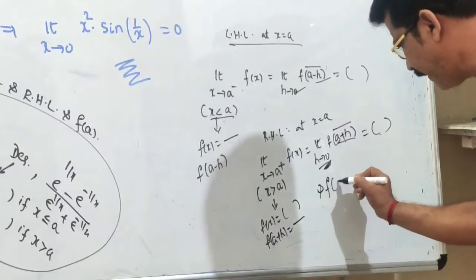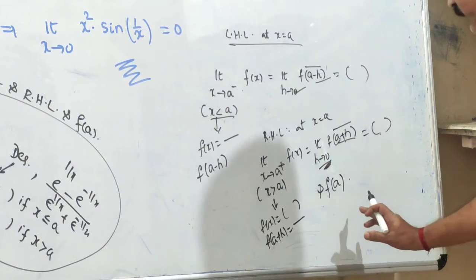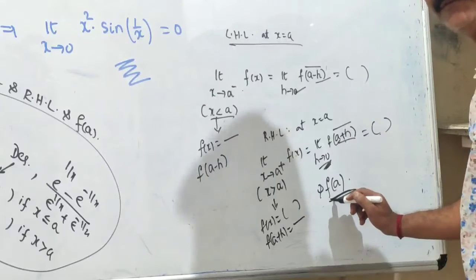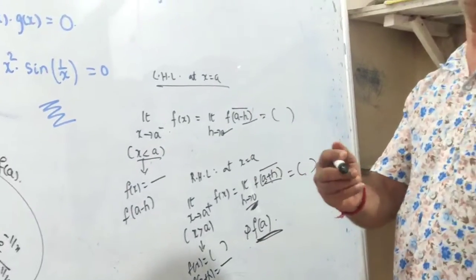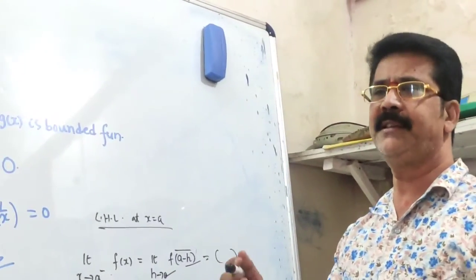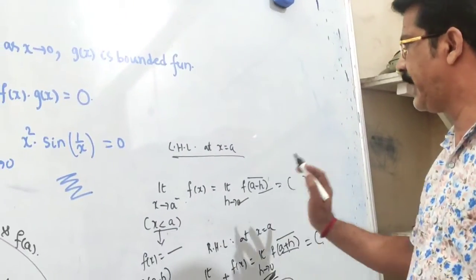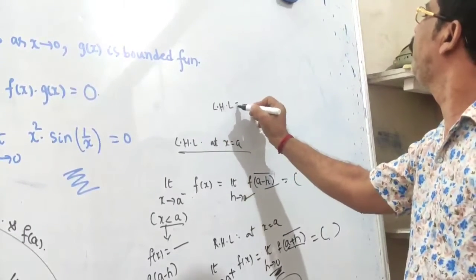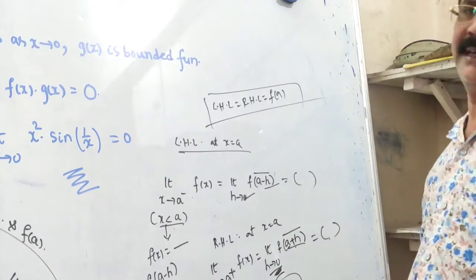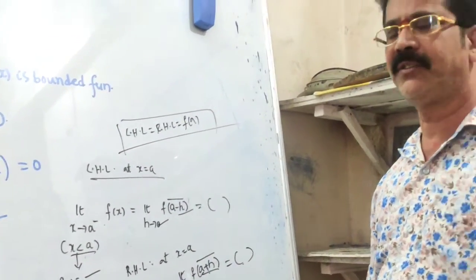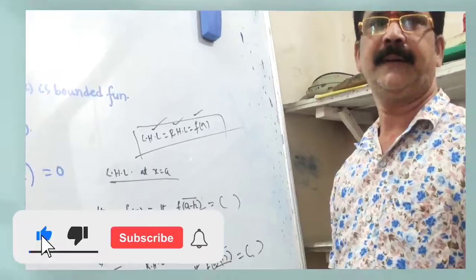Later, don't forget to find the f of a value. Most students, 50% of students, are going to forget to find the value of f of a. Bluntly they say that the left hand limit equals the right hand limit, therefore f of x is continuous at x equal to a. This is the wrong way. Besides that, you have to find f of a. So the right definition: if the left hand limit equals the right hand limit equals f of a, then only it is continuous at x equal to a. Otherwise it is not continuous. Therefore find the 3 values, including f of a. So follow this procedure. All the best.